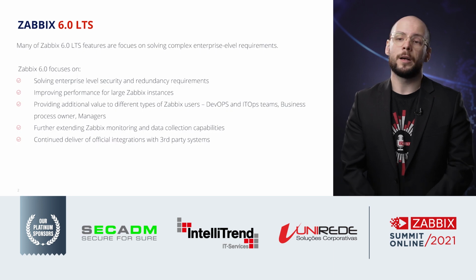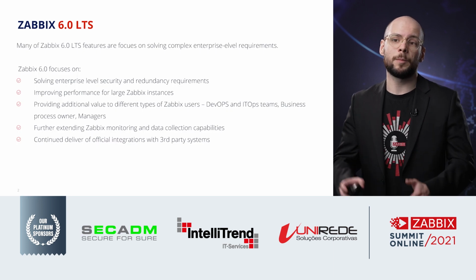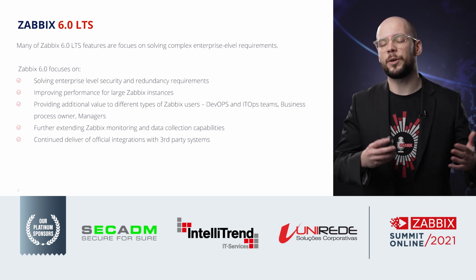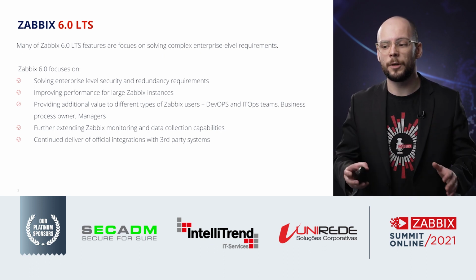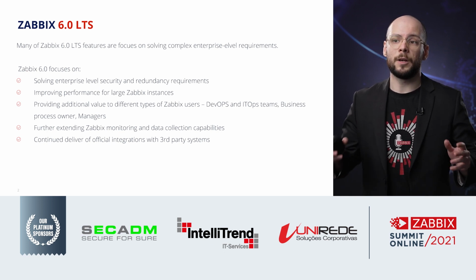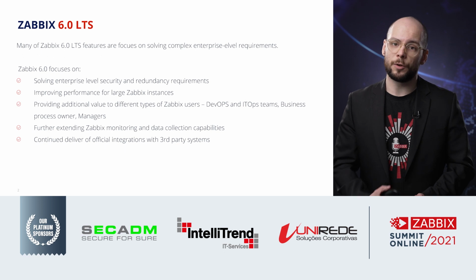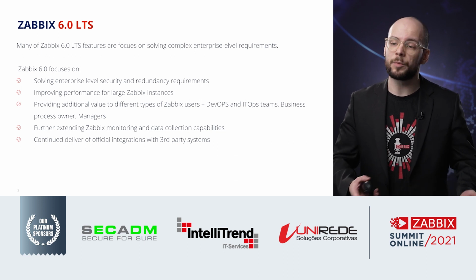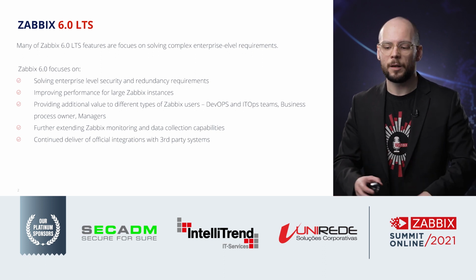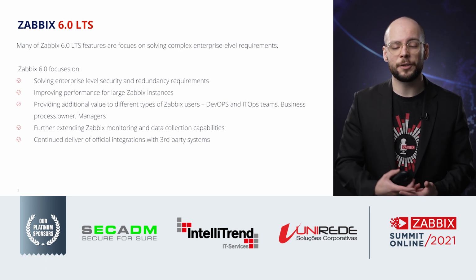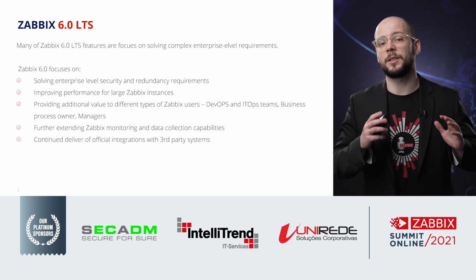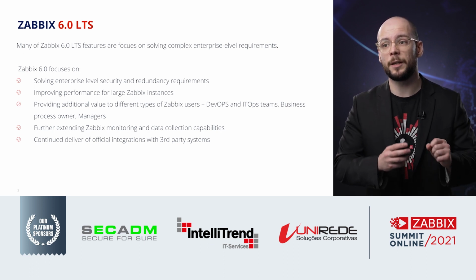So, Zabbix 6.0 focuses on a couple of things. Of course, we've been focusing on enterprise level features, and 6.0 is a large proof of that. We are talking about solving performance issues and improving performance in general. We are talking about providing additional value to different kinds of teams: management, DevOps, IT ops, process owners. This is something that 6.0 focuses heavily on.